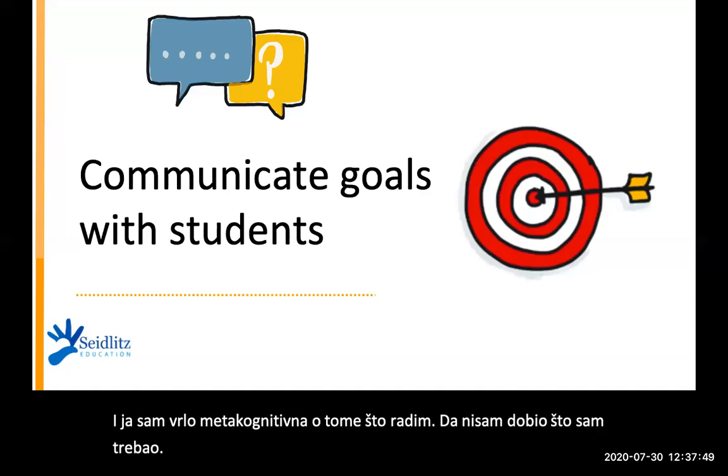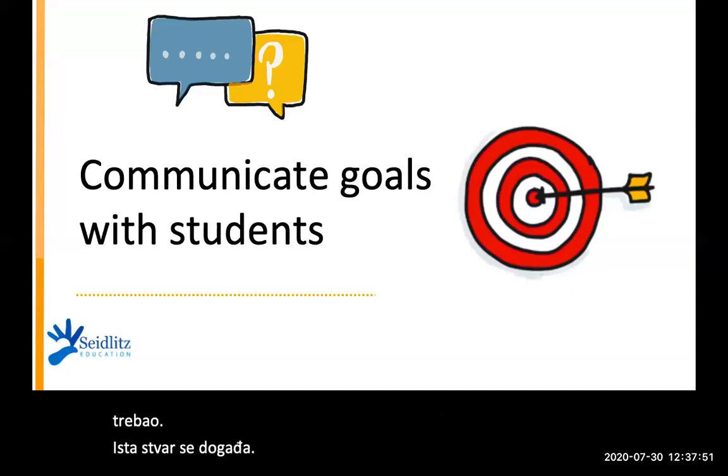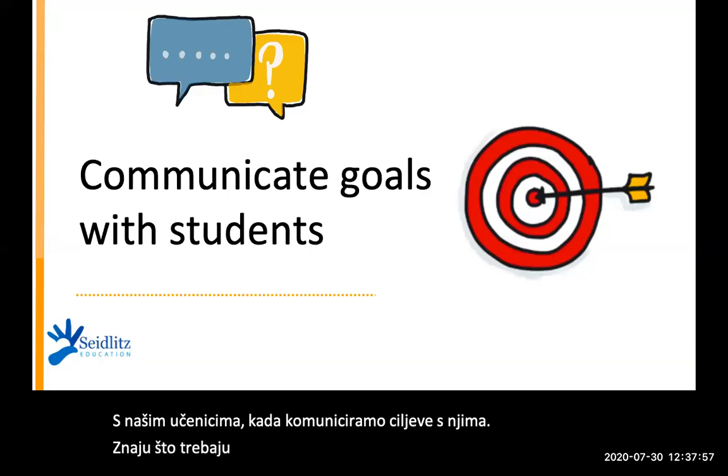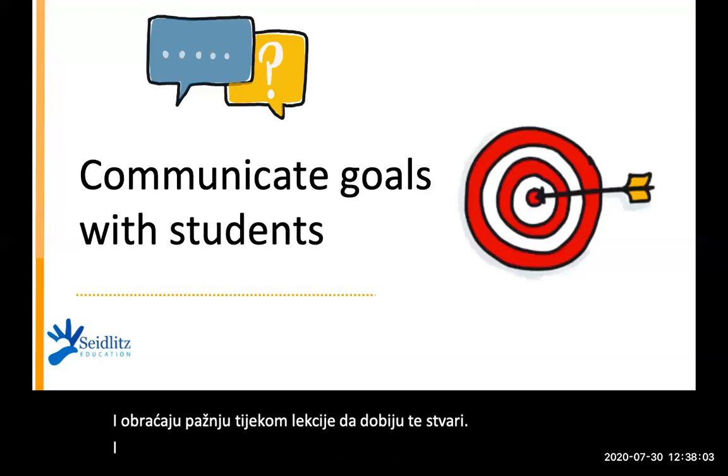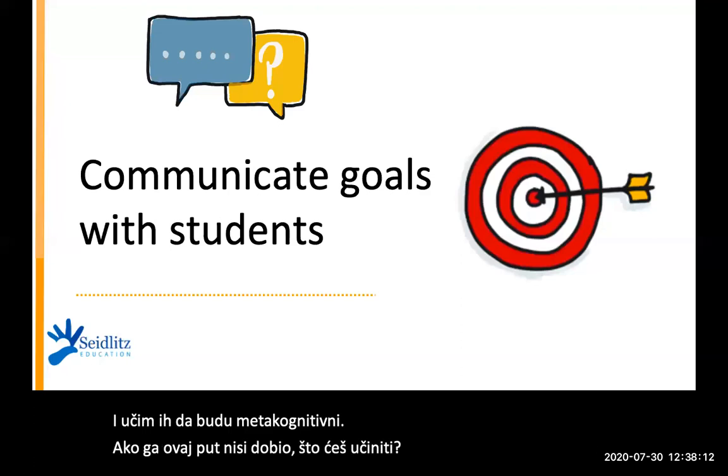The same thing happens with our students when we communicate the goals with them. They know what they need to get out of the lesson, and they're paying attention during the lesson to get those things. And at the end of the lesson, we review those goals. And I teach them to be metacognitive. If you didn't get it this time, what will you do? Will you ask for help?